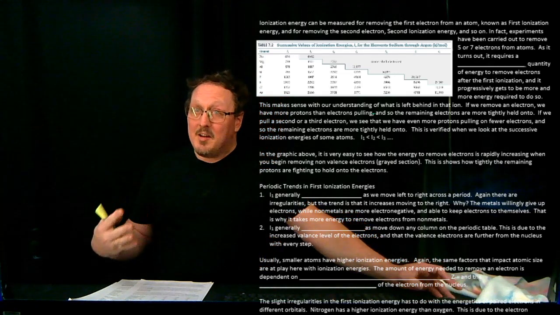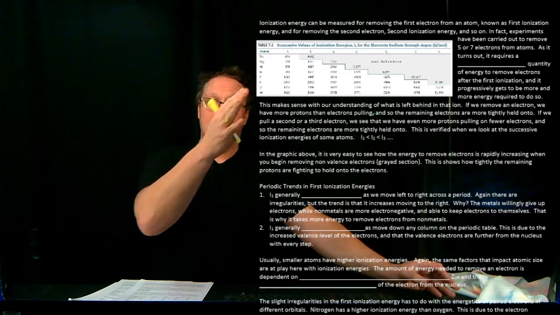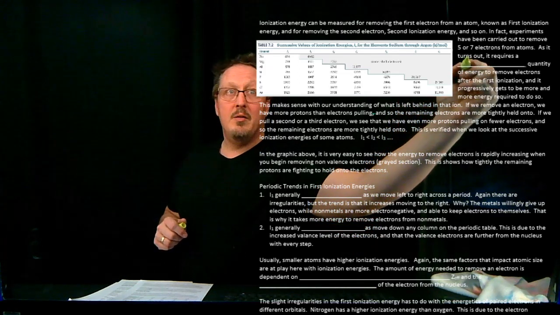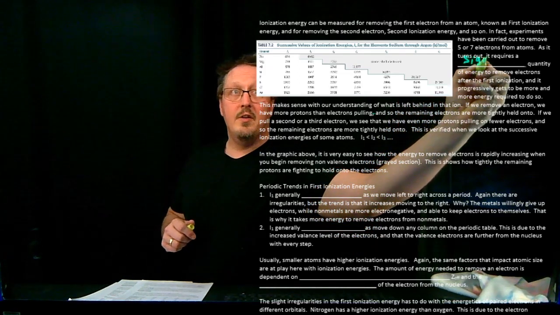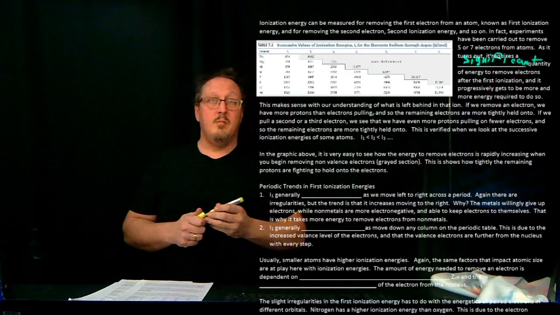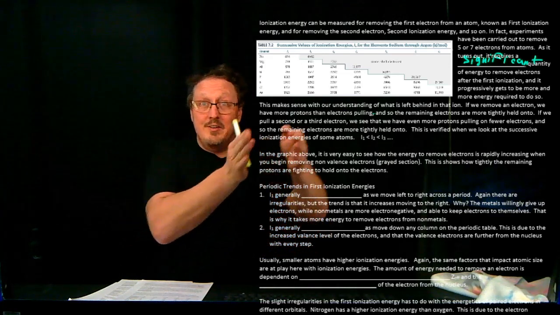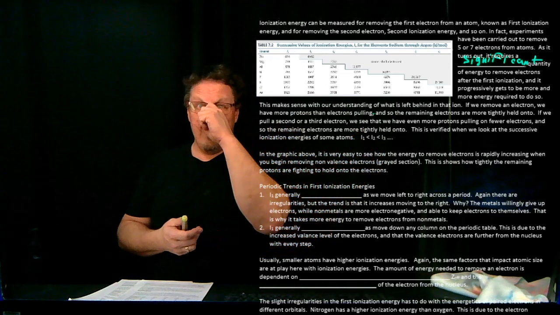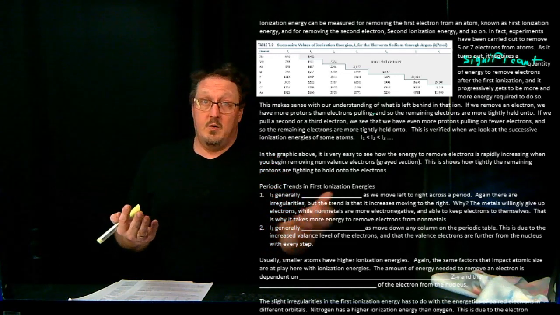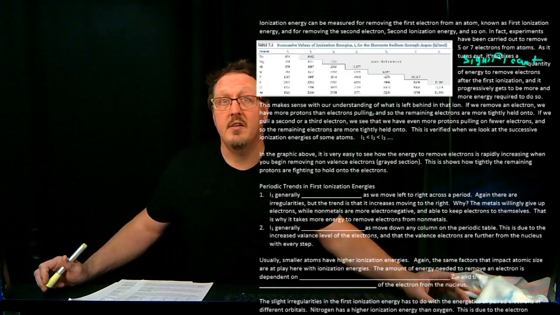The biggest thing that we've learned is that as you pull off more and more electrons, it requires a significant amount of energy. The more electrons we're trying to yank off an atom, the more energy it takes each and every time to pull that electron away. And if we think about it, it makes sense.